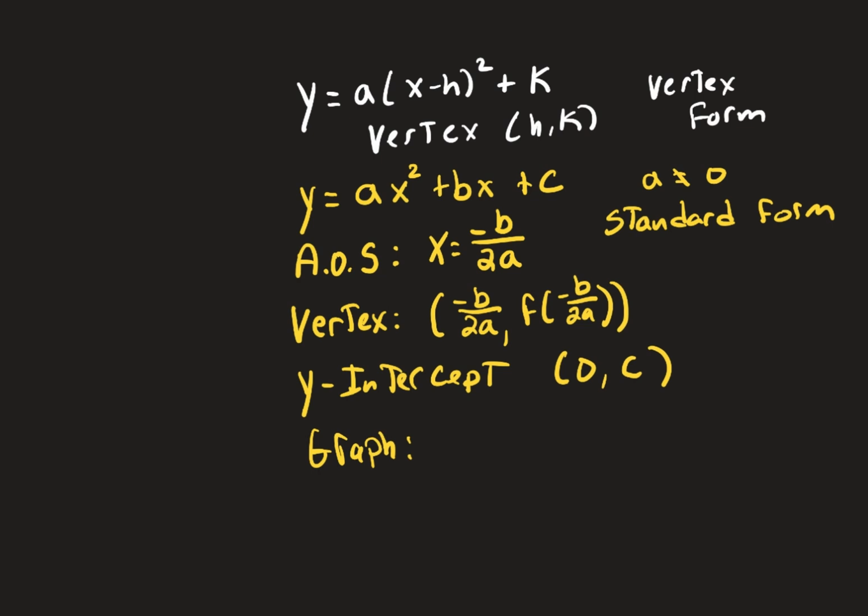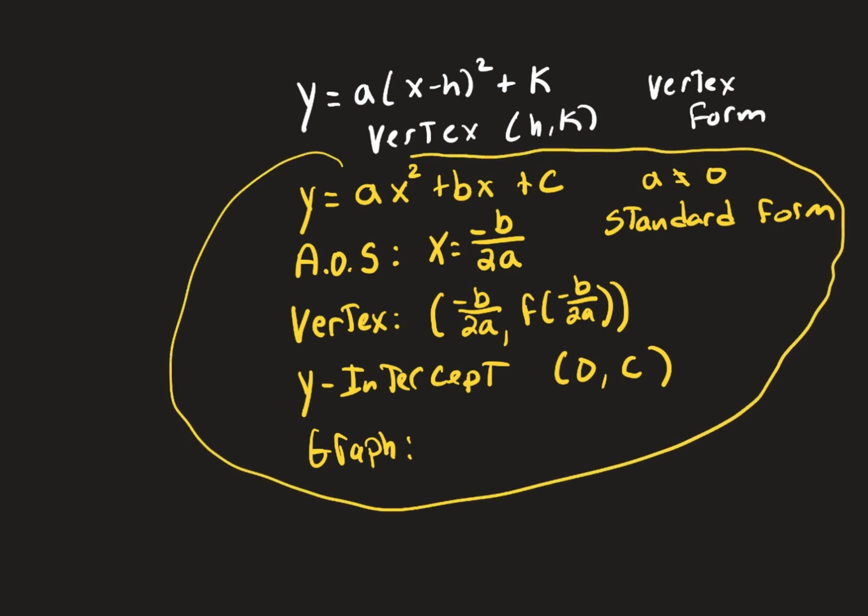So this is what we're going to look at today. And these are the things that we want to be able to do by the end of the lesson. We want to be able to find the axis of symmetry, find the vertex, find the y-intercept, and then go ahead and graph it. I graph as we go along, but we're going to do all four of those parts. So let's do our first example.